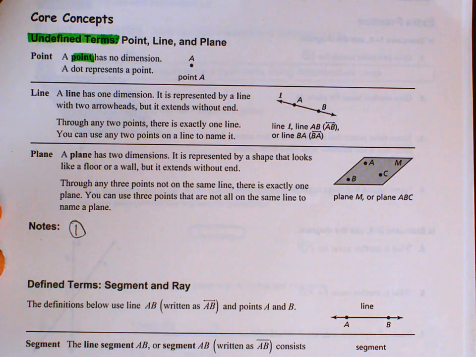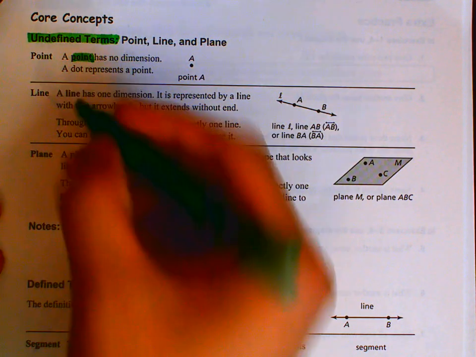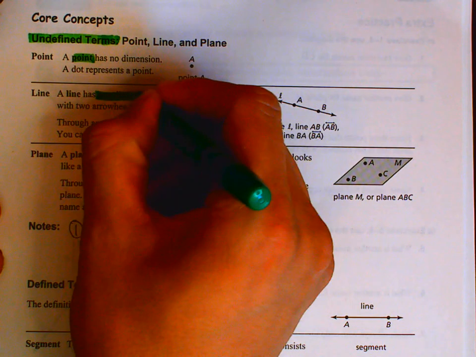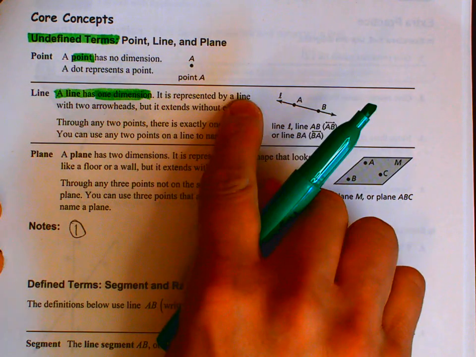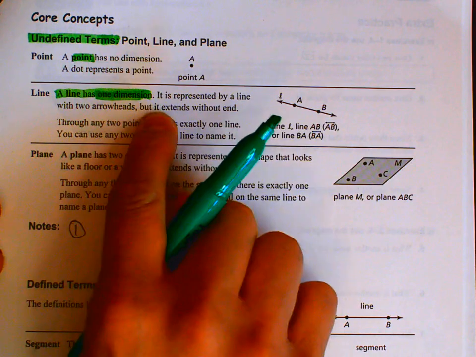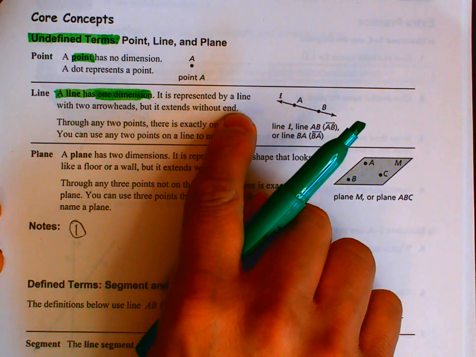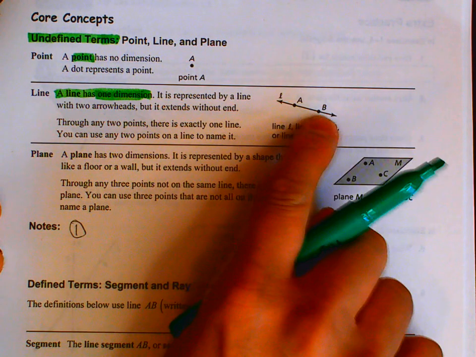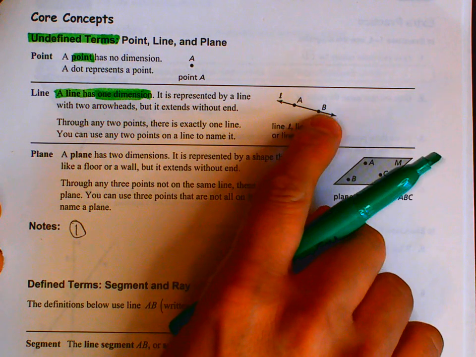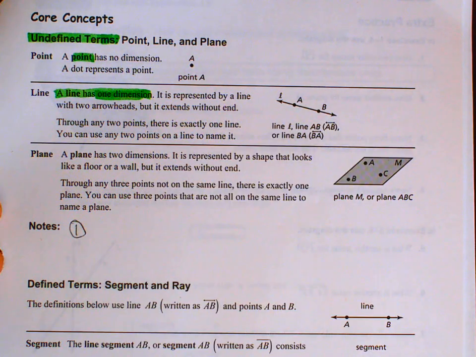The next thing we have is a line. A line has one dimension. It is represented by a line with 2 arrows, but it extends without end. Here you can see an example of a line. It has 2 arrows going to the left and going to the right. Notation is going to be key, and we're going to talk a little bit about notation in just a bit.